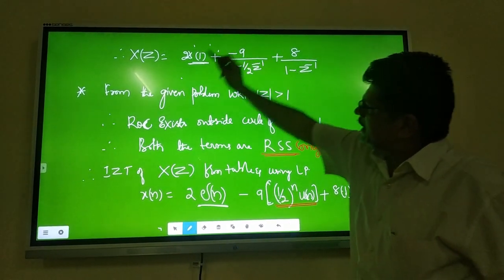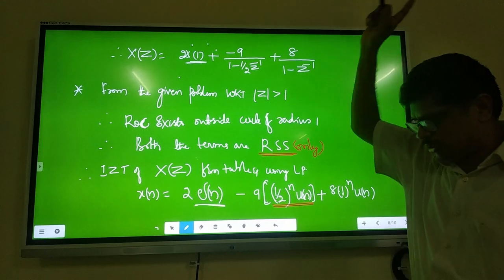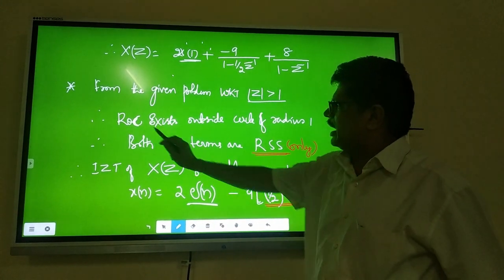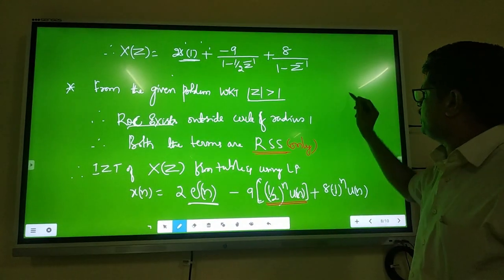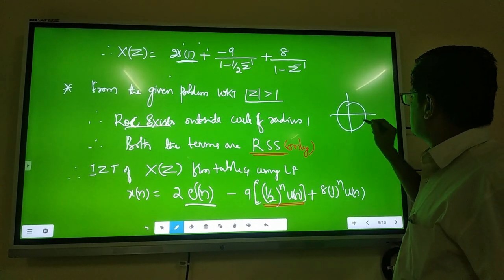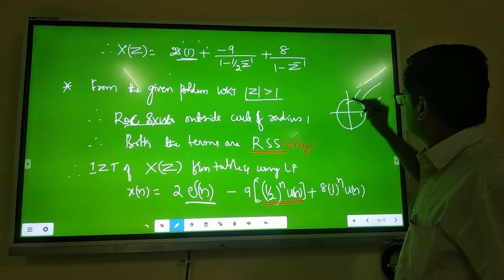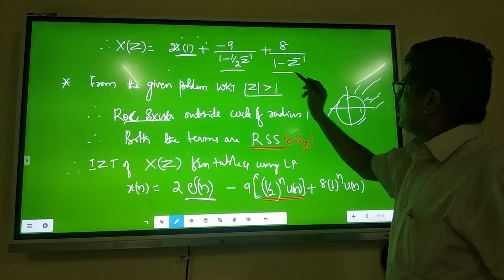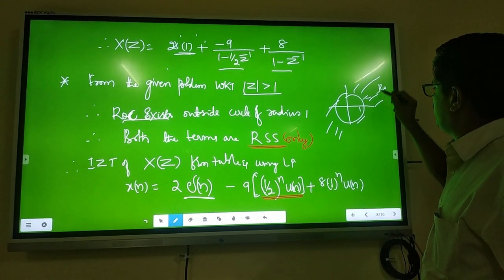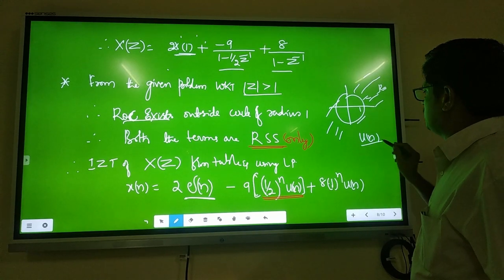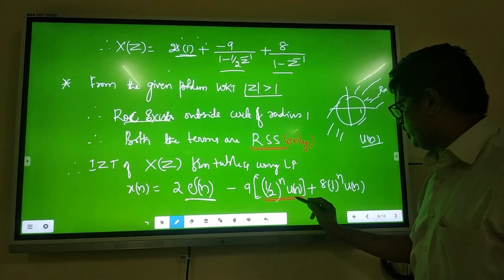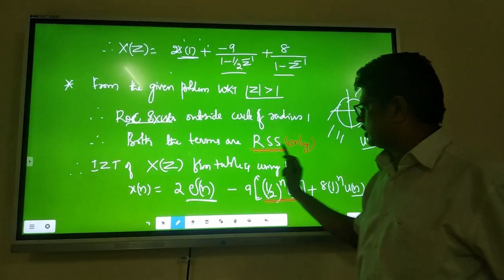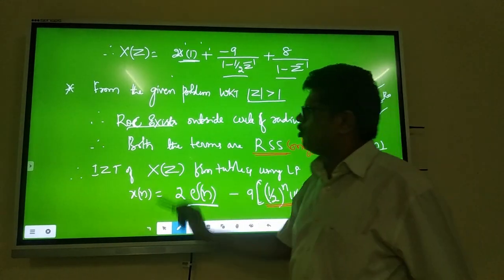Now see this, from the given problem we know that mod Z is greater than 1 is given. Therefore, what is that? It means ROC exists outside the circle of radius 1. ROC exists outside this radius. That means both terms are right-sided sequences. That means both these terms will give u of n. Therefore, both the terms are right-sided only.